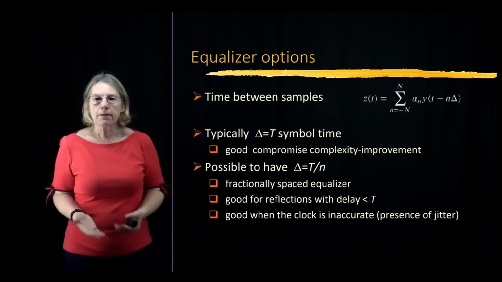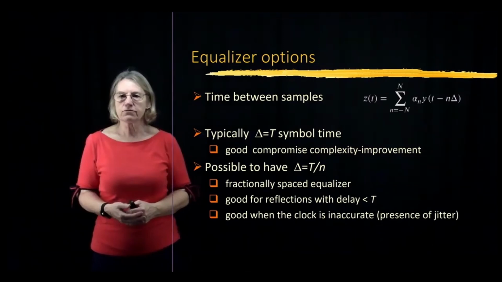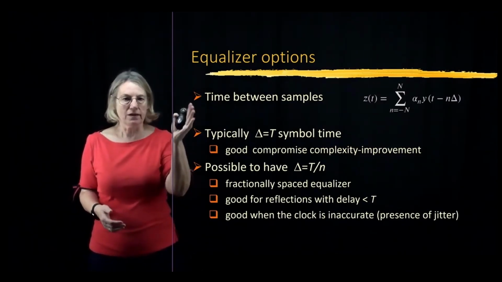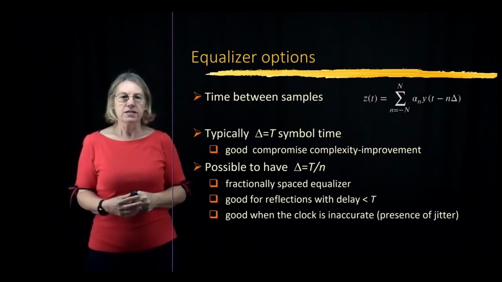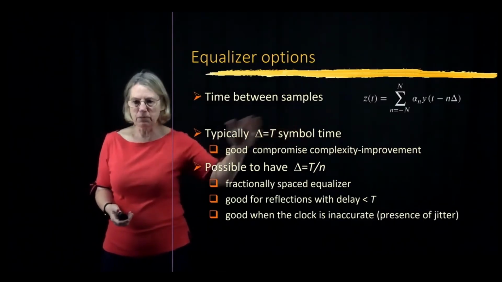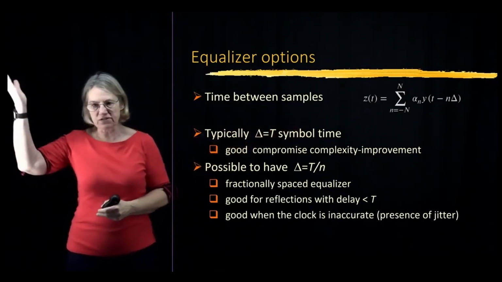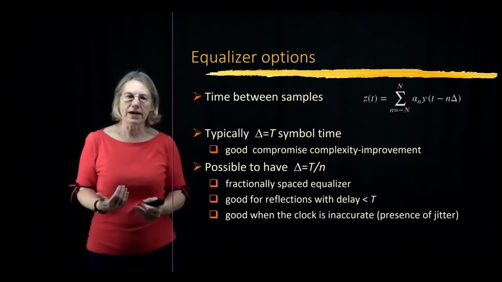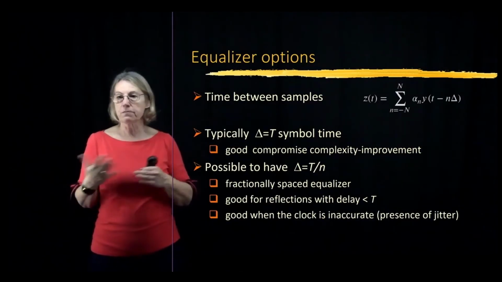So as I said, there are a couple options that we can select for equalizers, the time between samples being the most important one. And typically, I mentioned that we would be doing the symbol time. The examples we looked at for zero forcing, we assumed that this was the case. It seems to be a good compromise between the complexity and the performance.